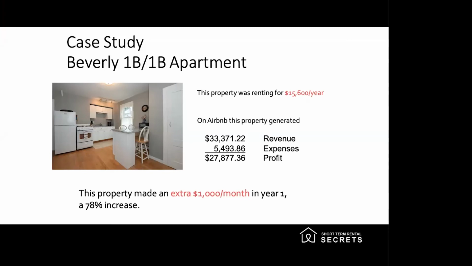In its first year, this property did $33,000 in revenue. Cleaning and supplies and everything was $5,500. His profit was just under $28,000. So he made an extra $1,000 a month in his first year, which was a 78% increase.